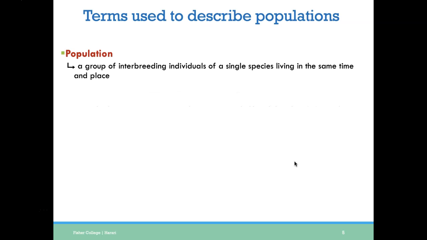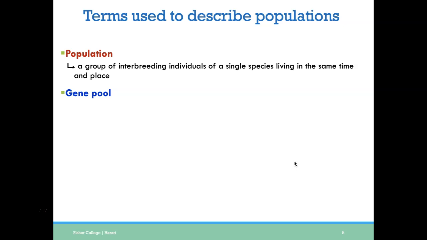So let's start talking about populations in depth. This is section one of chapter 21. And let's just define what a population is. A population is a group of interbreeding individuals of the same species living in the same time and place. So we can have a population of humans in Boston, Massachusetts. A population of Homo sapiens would mean that all those Homo sapiens are the same species. They can interbreed and they're living in the same time and place.